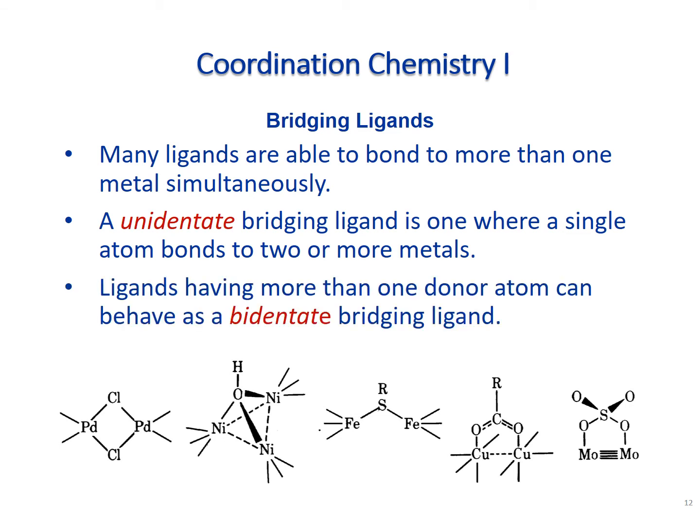You can also have ligands having more than one donor atom that can behave as bidentate bridging ligands, for example. Over on the right, that's where you get the sulfate, or if you deprotonate a carboxylic acid, you form a carboxylate. Both of those oxygens can also donate to a metal center, for example. So you can get bridging ligands like that as well.